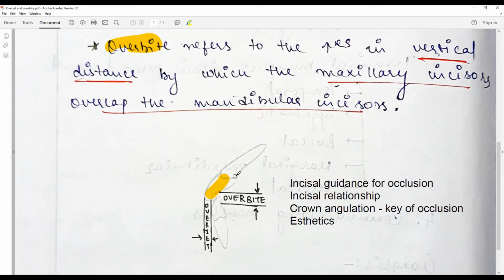Overbite will cause trauma here or damage here, leading to early damage to the periodontal ligament apparatus of both the incisors. Not only that, the established vertical dimension will be lost. With that, we come to the end of this discussion on overjet and overbite. That was the clinical significance also.